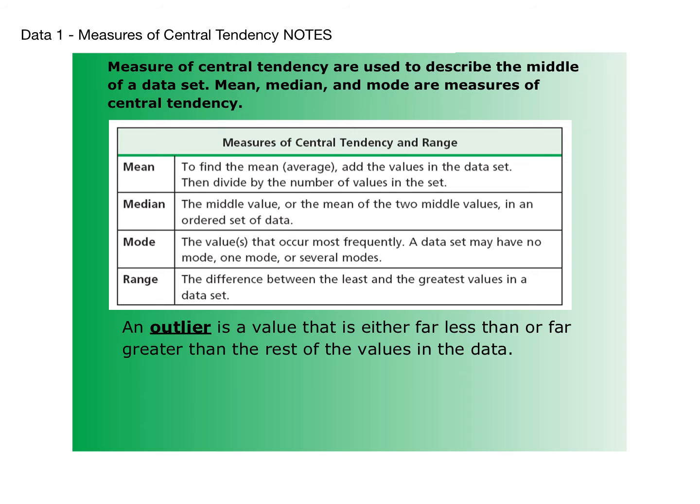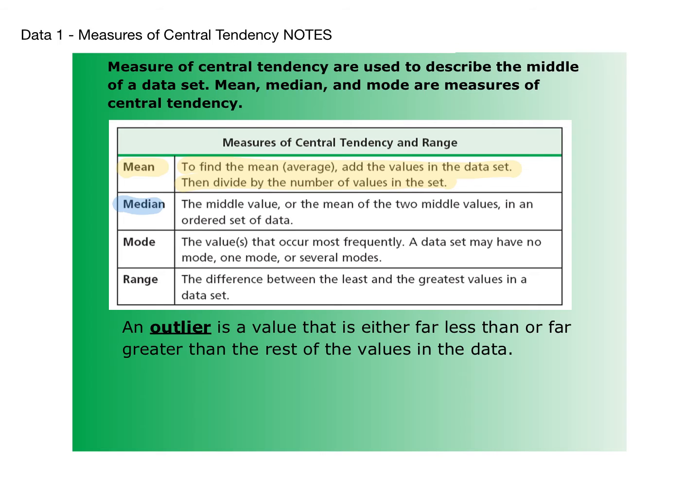I do believe these are review terms for you, so let's just go back over how to find them. To get the mean, you add up all the values in your data set, and then you divide by how many values there are. So in a class of 30 kids, if I want to know the mean of the test scores, I add up everybody's test score and I divide by 30.